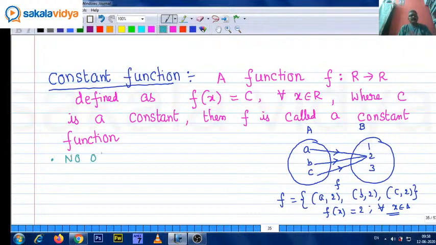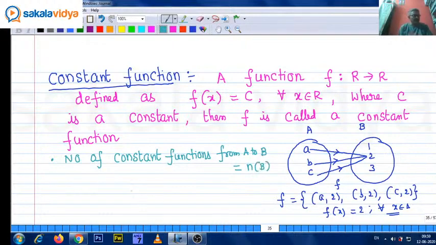Number of constant functions from A to B is equal to the number of elements present in the codomain, n of B, the cardinality of B.